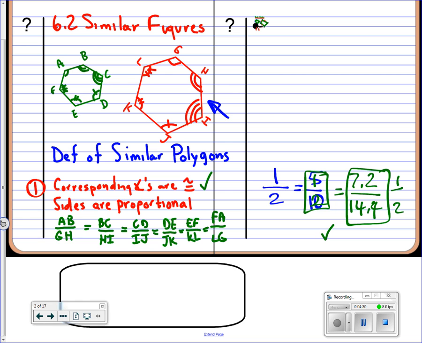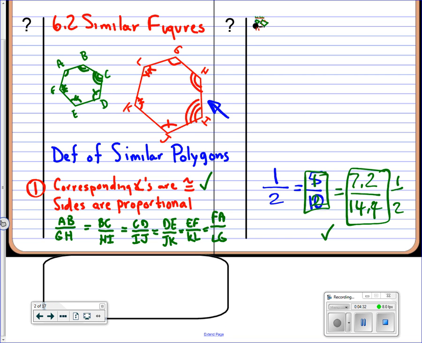So if we were checking to see if some figures are similar, we would want to, first of all, check to see if it has the same number of sides. But most importantly, we would want to check, are the corresponding angles congruent? And then are the sides proportional?